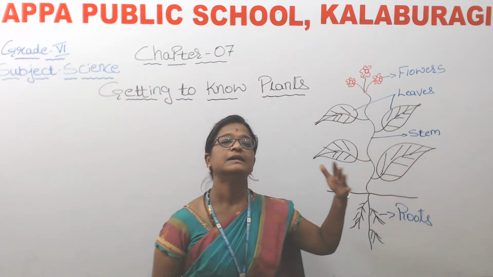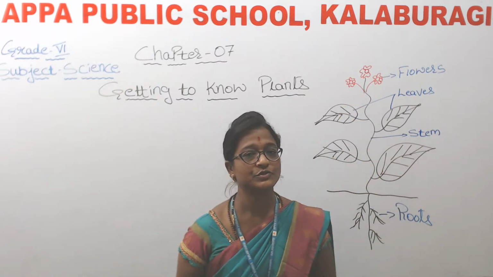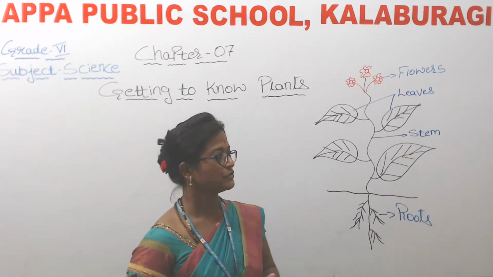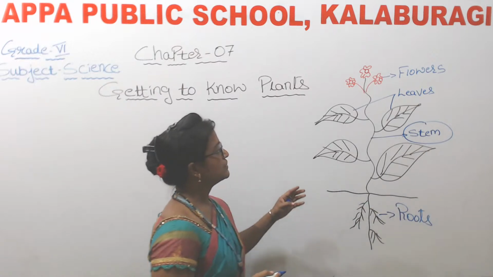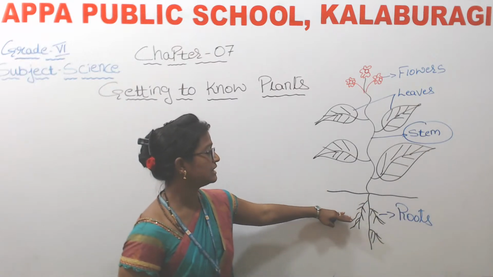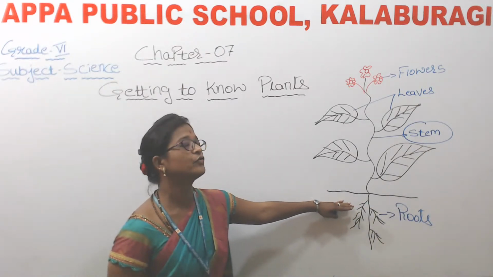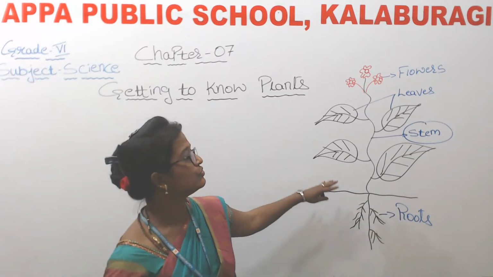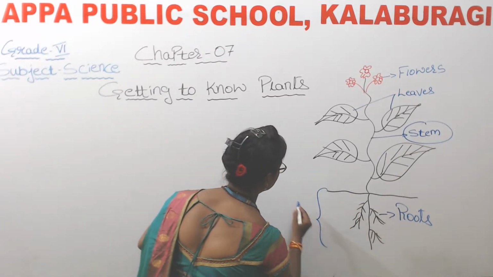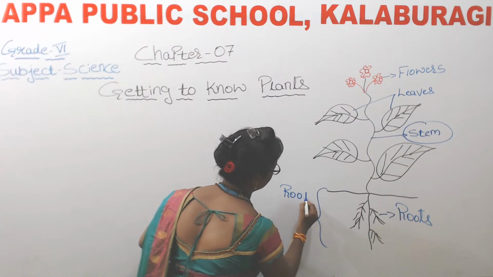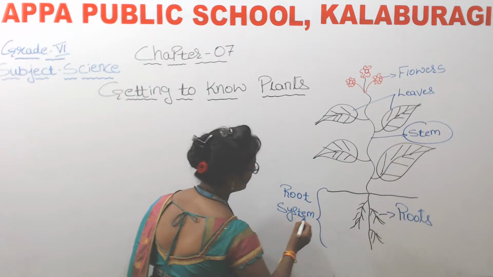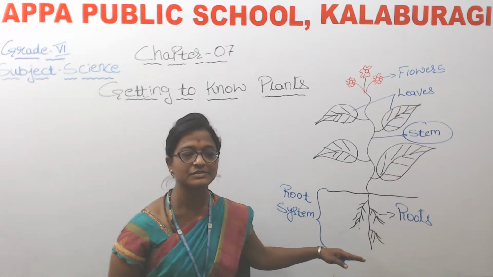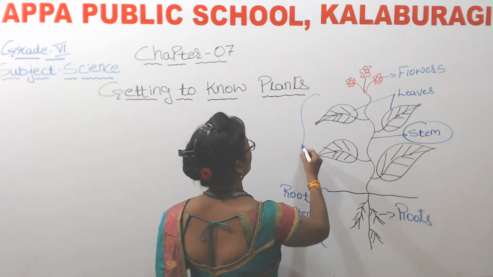These are the parts which we are going to discuss in this chapter. Already we have discussed stem, isn't it? Below the ground, as I said, it consists of roots. So root system consists of roots. This is the root system. And what about the shoot system?